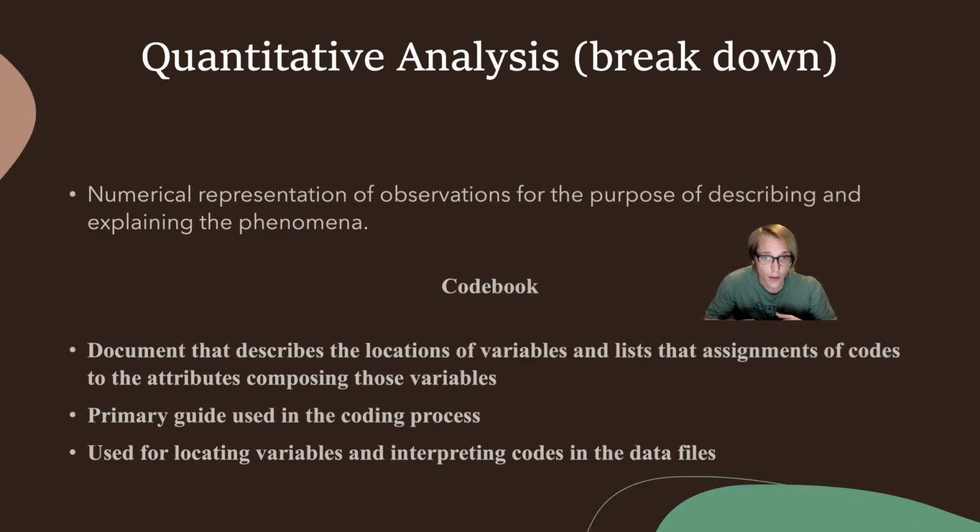Creating a code book to house the locations of the variables and assign the codes to the attributes is necessary before we can collect or analyze the data. This is the primary guide, the document that we will use for our analysis, that we can locate the variables and interpret the code we have given each variable.